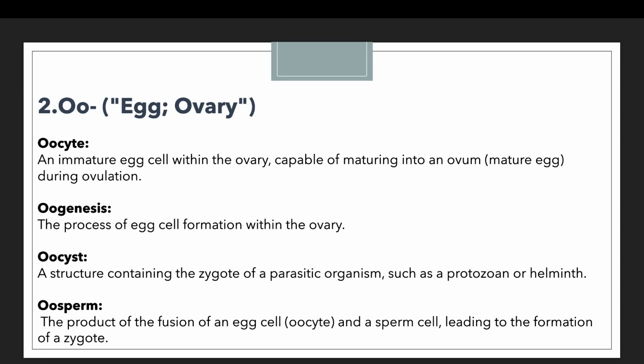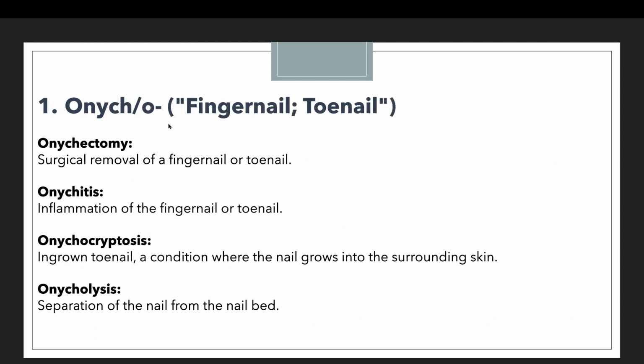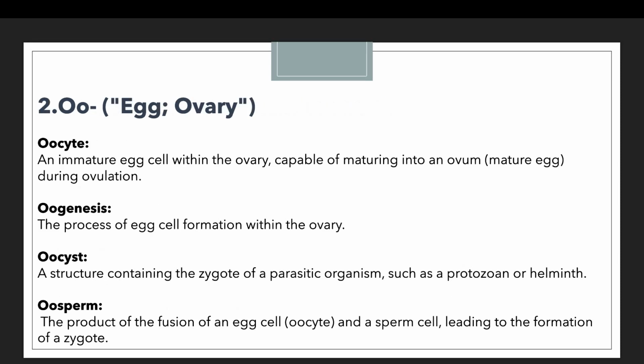So if you look at all the examples again, you will find only one common thing, which is egg or ovary. Everywhere we are talking about the egg or ovary with the help of the prefix oo. This is the reason why we use the prefix, which is always at the beginning. So far we have discussed two prefixes: onyc or onyco, which is for fingernail and toenail, then oo, which denotes information related to egg or ovary.